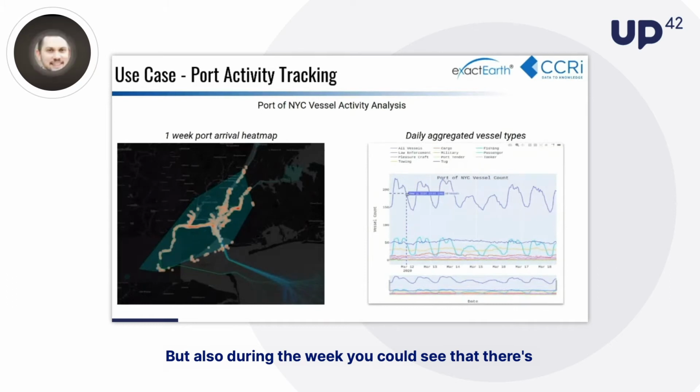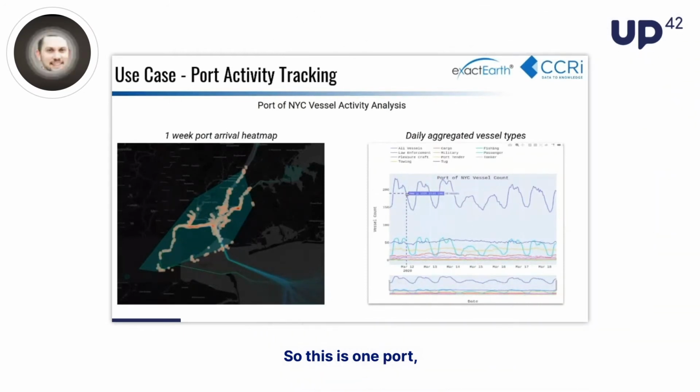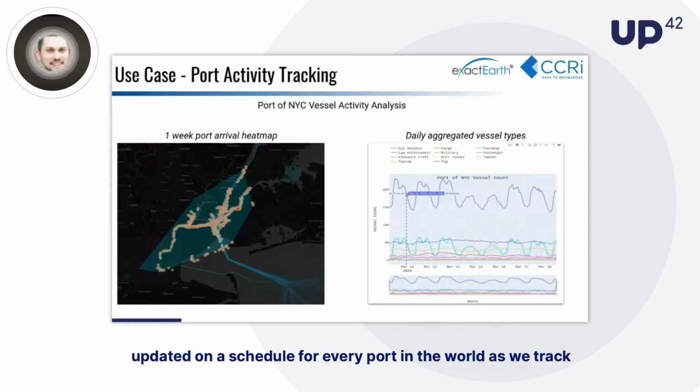But also during the week, you could see that there's kind of an intraday fluctuation. But if you actually look at the different vessel types, you can see that that's completely dominated by the fishing vessels that cause that pattern to appear. So this is just an example I wanted to show of something that could be done at a global scale. So this is one port, but this is something that could be done every day, updated on a schedule for every port in the world as we track arrivals and departures.